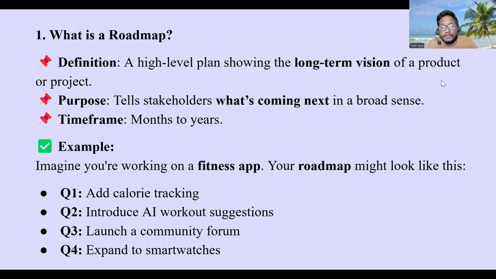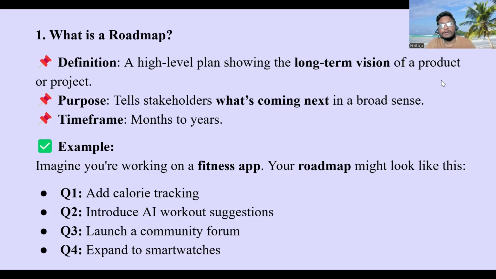Example: imagine you are working for a fitness app. Your roadmap might look like this: in quarter one you will be adding calorie tracking features, or user stories, basically features. Q1, Q2 represent quarter one, quarter two, quarter three, quarter four. Every year has 4 quarters. January, February, March are quarter one. 4 to 6 months are quarter two. 7 to 9 months are quarter three, and 10 to 12 months are quarter four.